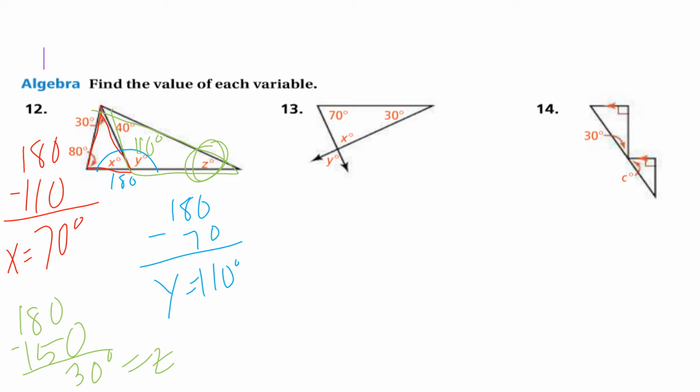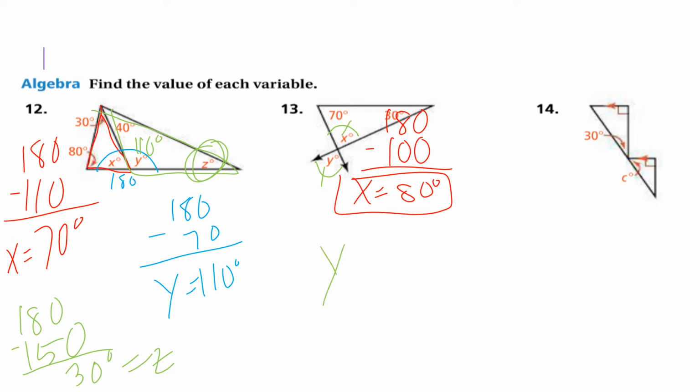For number 13, we're going to do kind of the same thing. We know that 70 plus 30 plus x has to equal 180. So 70 plus 30, just some mental math, is 100. I need to do 180 minus 100 to get my x, which is 80 degrees. Now, y is a vertical angle, which means these two are congruent to each other. So if x is 80, y also has to be 80.